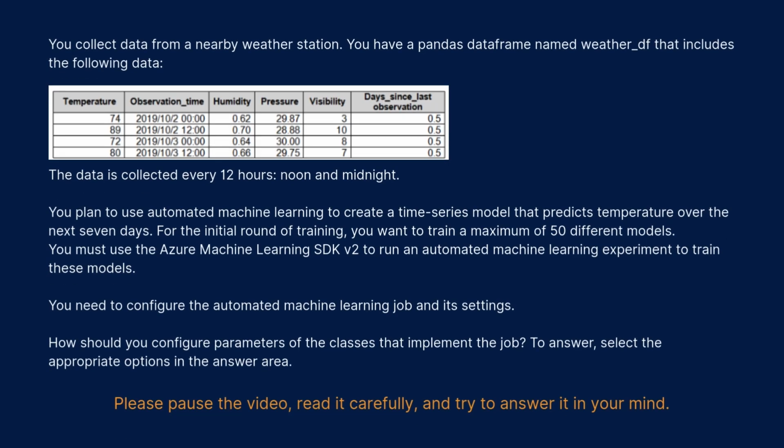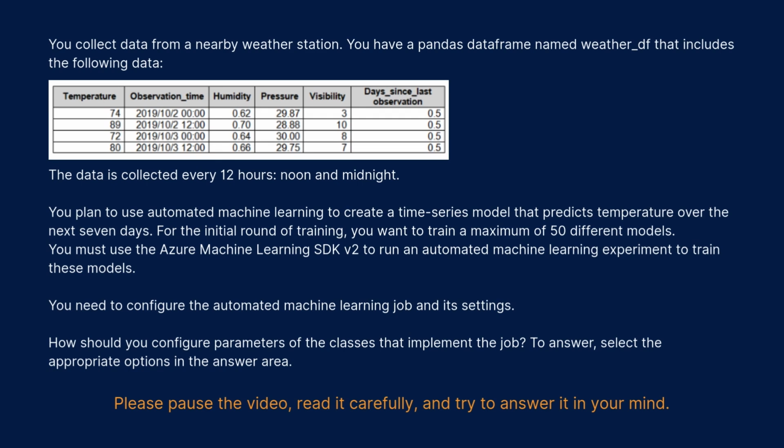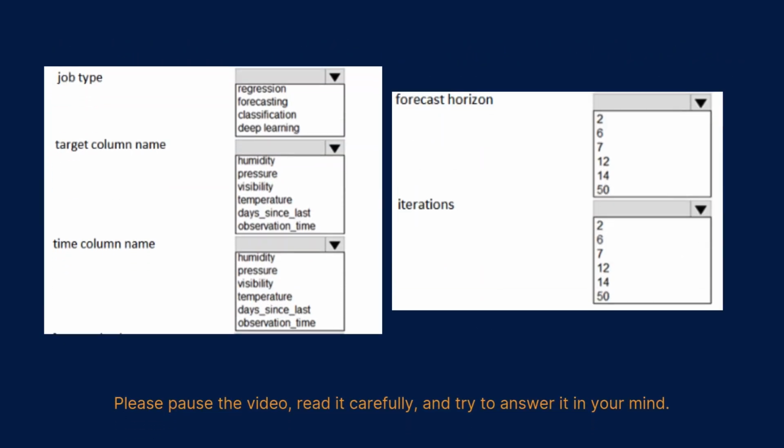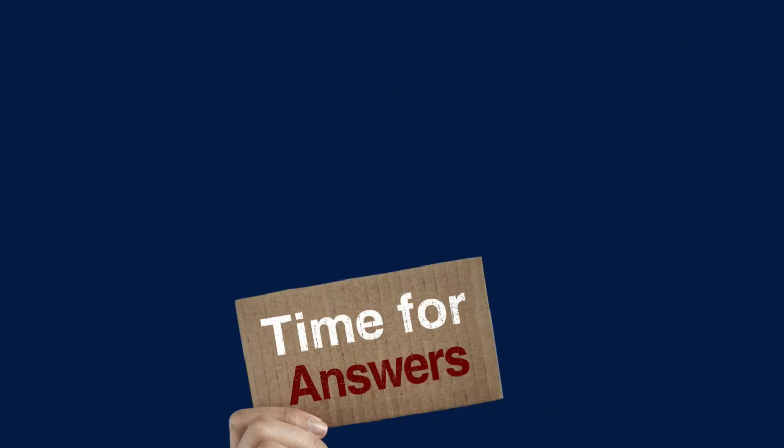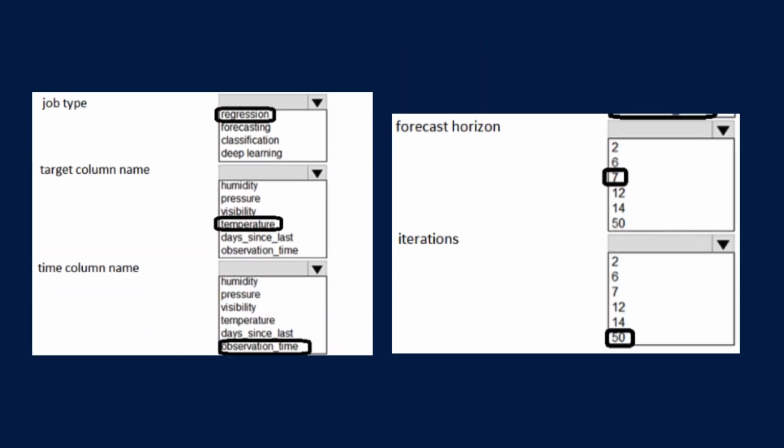Let's jump to the fourth question now. Again, I won't be reading the question. Please pause the video and answer it in your mind. Alright, so the answer is job type should be regression, target column name should be temperature, time column name should be observation time, forecast horizon should be 7, and iteration should be 50.